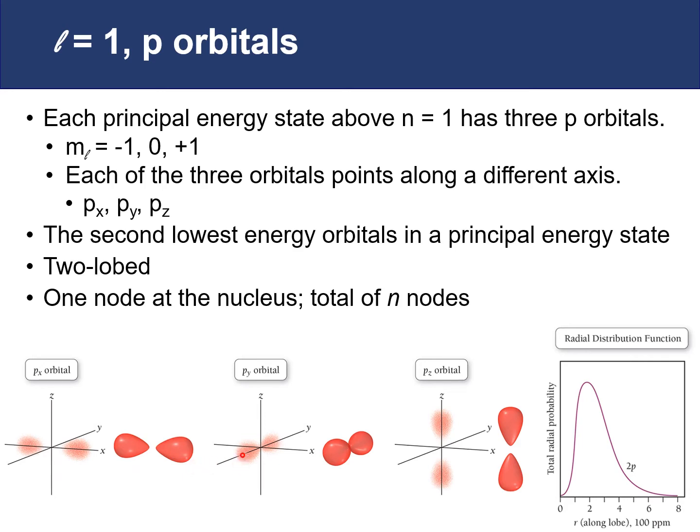Same thing occurs for the py orbital, except this time it's the xz plane, and for the pz orbital it's along the xy plane. So the subscript on the orbital name, the px, the py, and the pz, describes which axis the orbital lies along. So the pz is along the z-axis, the py is along the y-axis, and the px is along the x-axis.